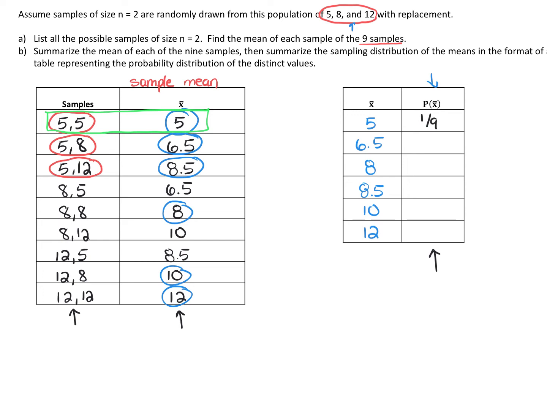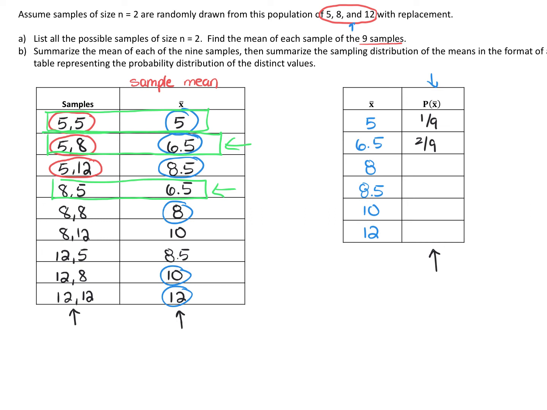How many different ways can I get a sample mean of 6.5? If we take a look at the table again, to get 6.5, I would either have to get the sample of number 5 and 8, or if I pick the number 8 and 5, right? There are 2 ways that I can get a sample mean of 6.5. So that means that there are 2 out of 9 ways of picking 2 numbers and getting a sample mean of 6.5. So we keep going, right?